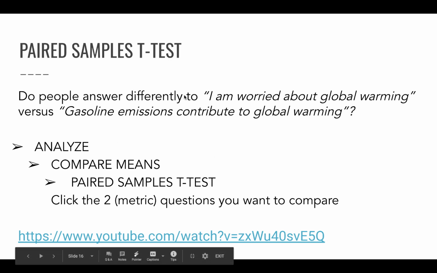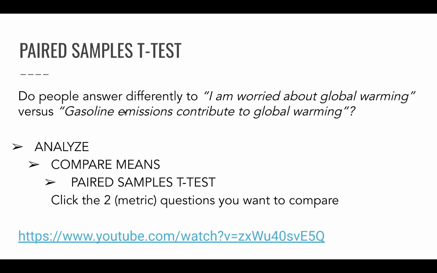So do people answer differently to, for example, I am worried about global warming and gasoline emissions contribute to global warming? So we have 2 different statements, 2 different Likert scale statements, and we asked respondents to indicate to what extent they agree versus disagree with each of these 2 statements. So we want to see if there's any differences in agreement with statement 1, statement A, or statement 2, statement B. So we click Analyze, Compare Means, and then Paired Sample t-tests.